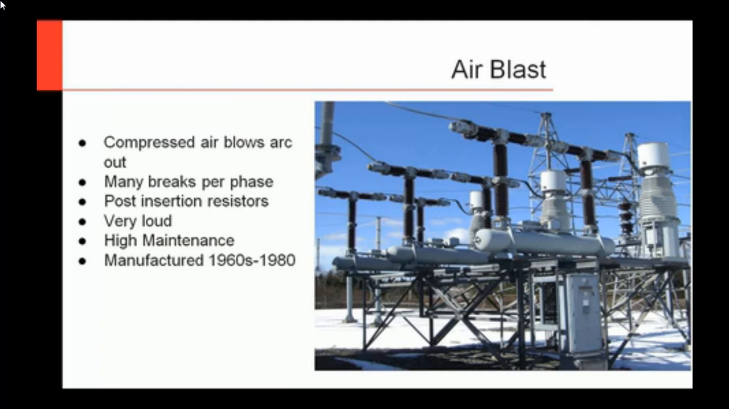Something else you'll see out there is an air blast circuit breaker, where now compressed air is used to blow out the arc when it's interrupting. These are the ones that you'll get many breaks per phase, 16 breaks per phase and beyond. But the nice thing about the air blast circuit breakers is they're really the ones that got us into the EHV, the extra high voltages, up to your 500, your 765 kV in the beginning, because they were powerful enough to interrupt those arcs. And these have something called post-insertion resistors in them. I'll talk about that a little bit later.